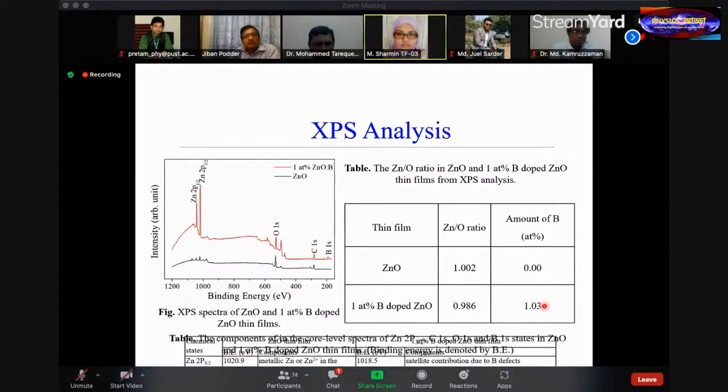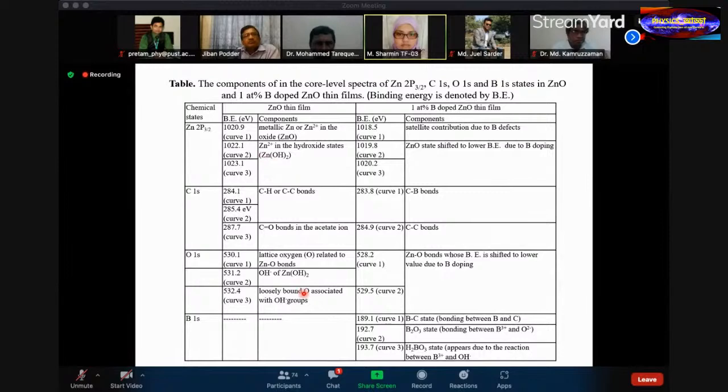And from the component study, the deconvolution of the various states of the core level, we found the presence of acetate and hydroxide ions in the zinc oxide thin film. Here, the metallic zinc oxide state and hydroxide states were found, whereas in the boron doped thin film, hydroxide and acetate states were comparatively higher. The satellite contribution of boron defects and shifting of the zinc oxide state to lower binding energy was found for boron doping. Here, for boron, from the deconvolution of the B 1s state, B-C, B2O3 and H2BO3 states were found in the film.